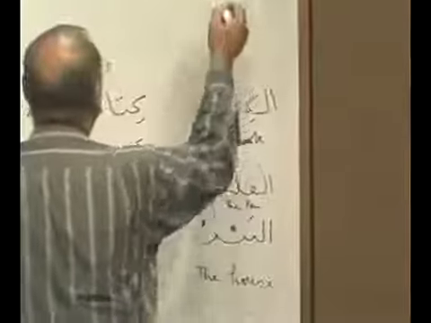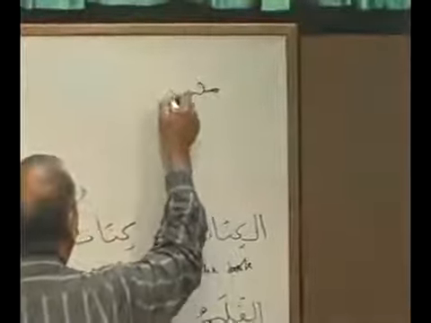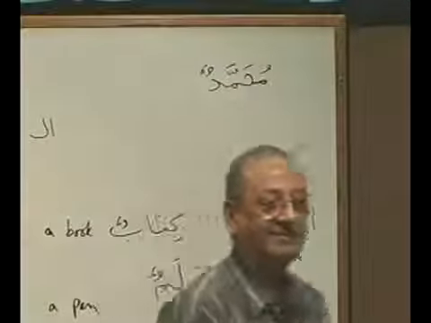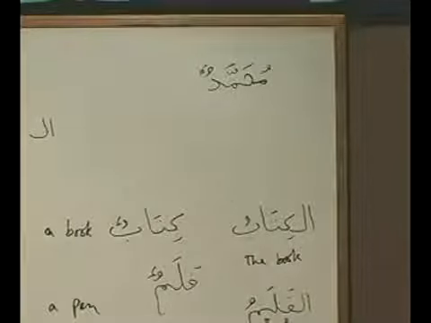Brother, I said baytun, it is indefinite. How about if I write down Muhammadun? There is a tanween there which always tells me that the noun is indefinite. But what about Muhammadun? Is it definite or indefinite? It is definite. Brother, how come? Tanween means indefinite, and now you say Muhammad is definite.